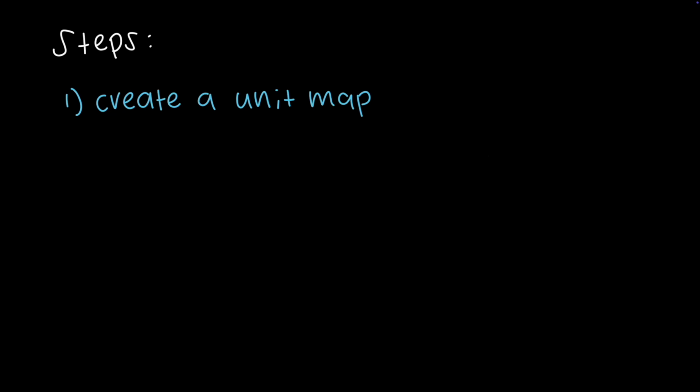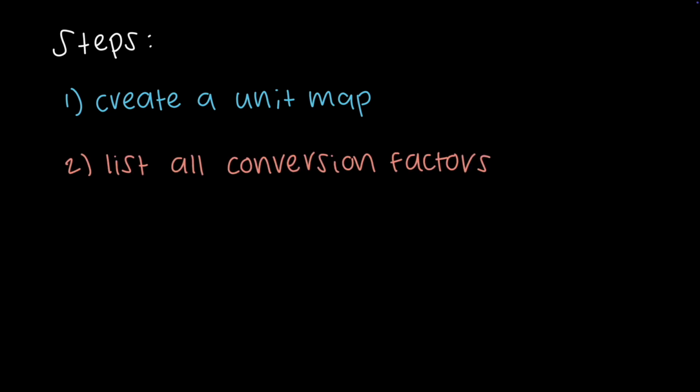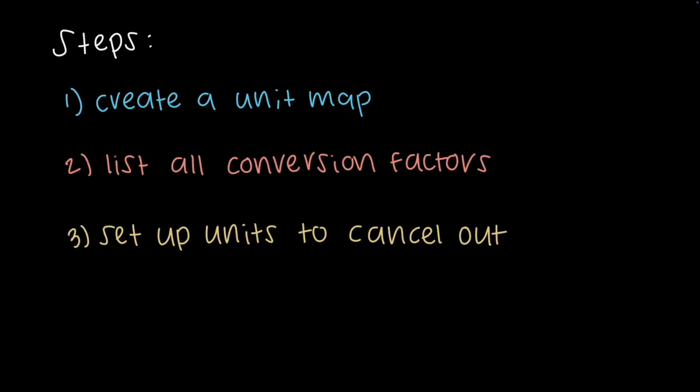For metric prefix conversions and dimensional analysis problems, the best way to problem solve is to create a unit map, list all the conversion factors needed to go between the units, and then set up the units so they cancel based on the given or starting value and unit.